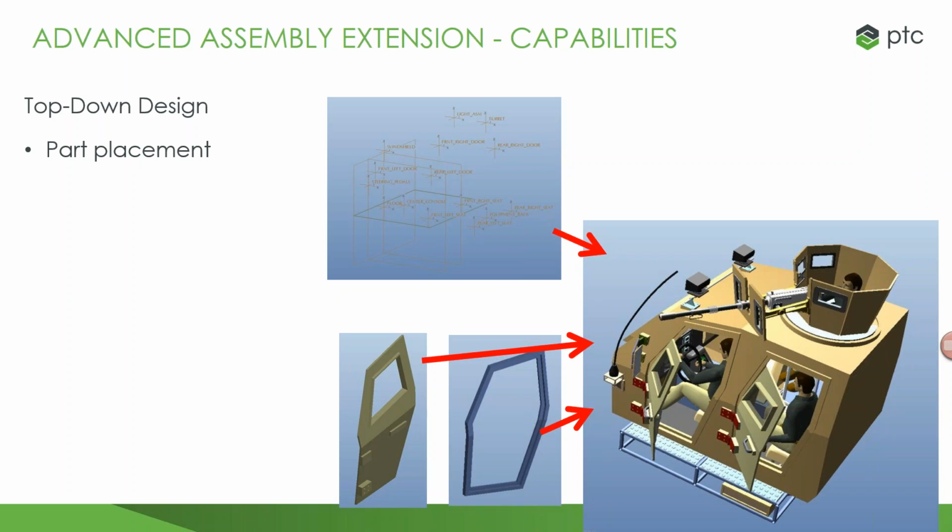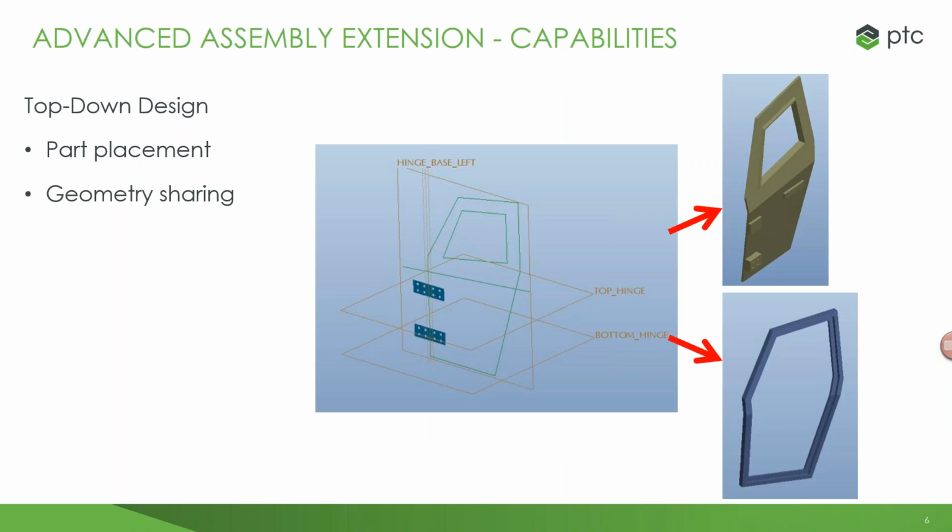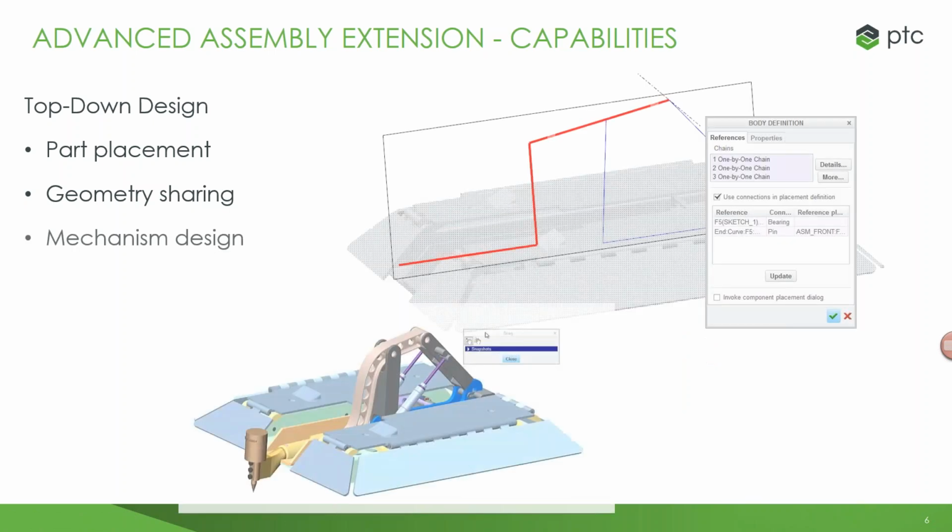So this is really great for part placement, geometry sharing. Again, think about that swap scenario. Maybe I have a tank that I'm building and I want to be able to switch out a door or something like that. Instead of recreating the model, we already have that design intent in place. We can simply swap the necessary components because we have that geometry sharing put in place, and we're good to go. Same thing with mechanism design, right?